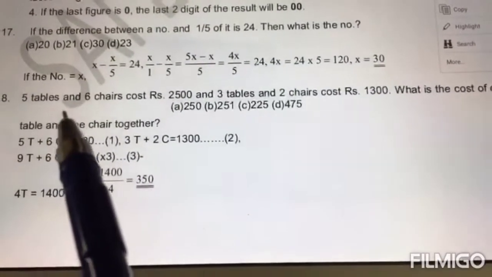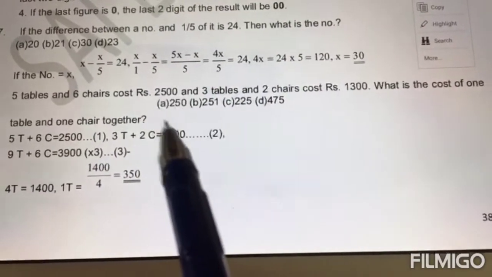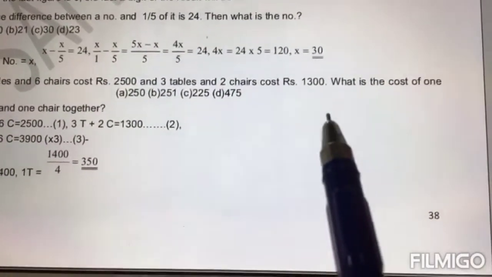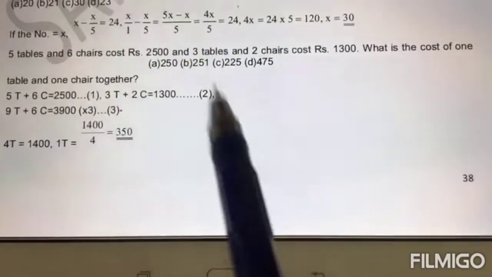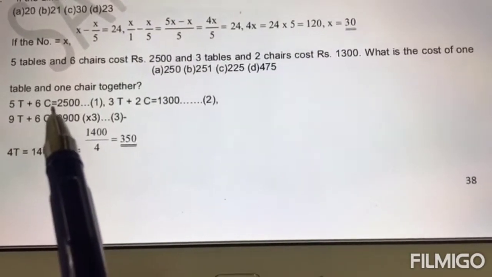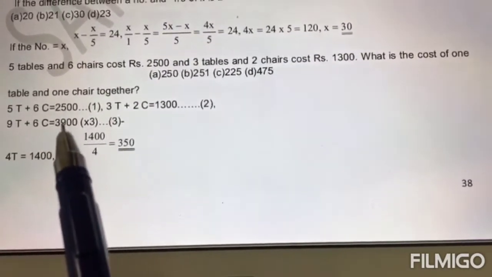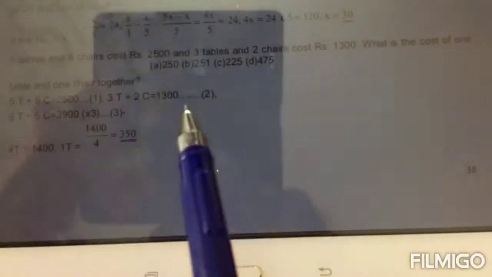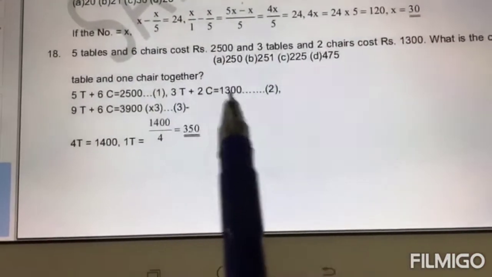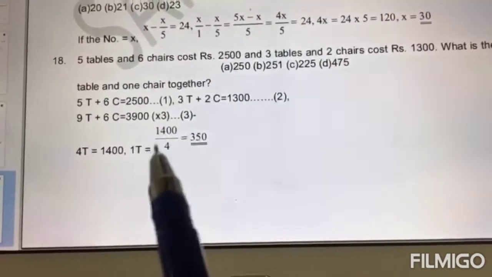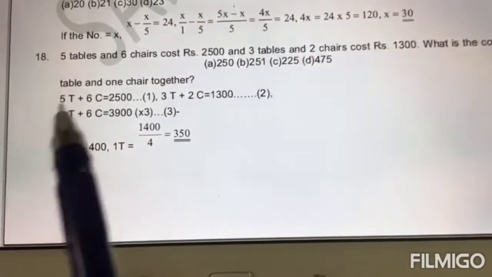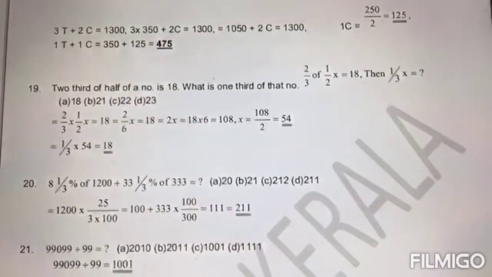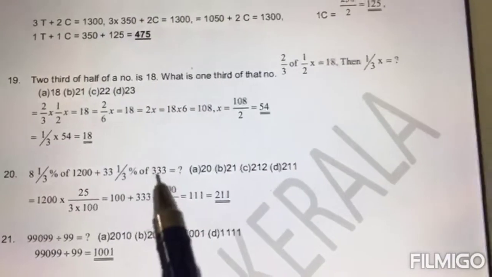Number 18. 5 tables and 6 chairs cost 2,500 rupees. 3 tables and 2 chairs cost 1,300 rupees. What is the cost of 1 table and 1 chair together? So let the number of tables be t, and chairs c. So 5t plus 6c is equal to 2,500, and 3t plus 2c is equal to 1,300. So we have two simultaneous equations which we have studied before. Solve them, find t and c, and then get the cost of 1 table and 1 chair. Your answer should be 475. Okay, very simple. We have done similar questions before.